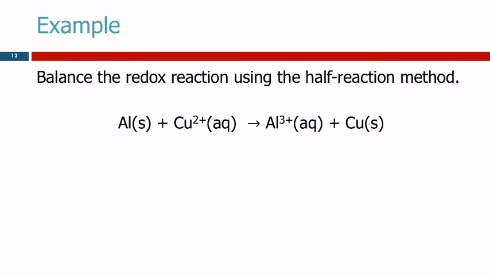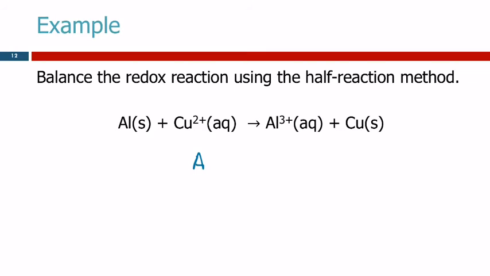So let's balance this redox reaction using the half reaction method. The half reaction method says let's write the two half reactions. There's one for oxidation, there's one for reduction. We're going to end up with two elements. One's being oxidized, one's being reduced. And I don't care which order that you do them in. Personally, I like to start with the one that comes first.